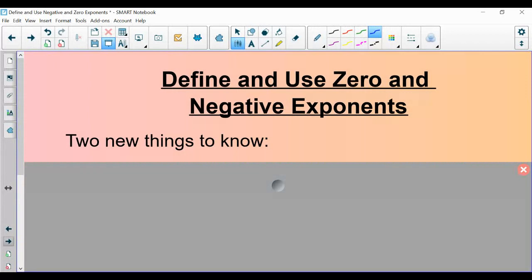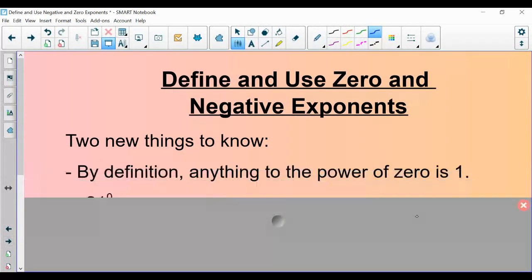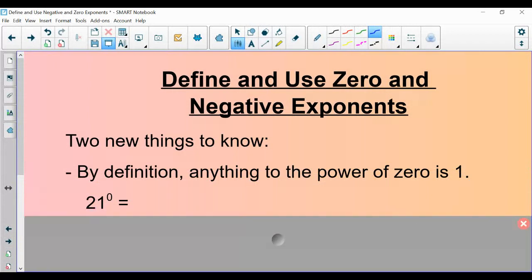There are really two things that you're going to need to know to be able to accomplish this lesson. The first one is that anything to the power of zero is 1. If you ever are taking something to the exponent of 0, the answer is going to be 1. That seems weird, because you would think that if you took something to the 0th power, the answer would be 0. But in actuality, anything to the 0 power is 1.